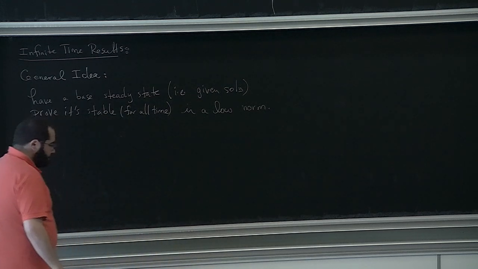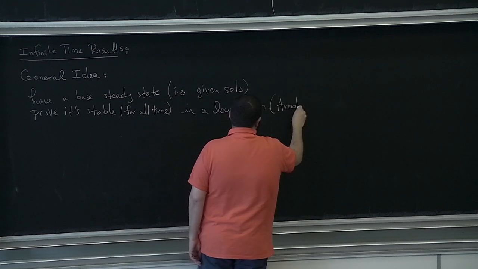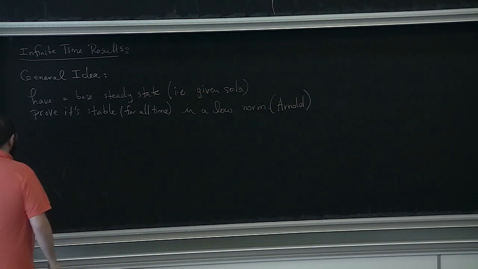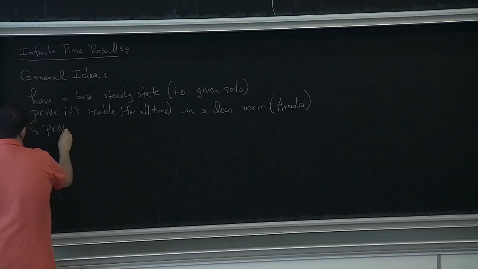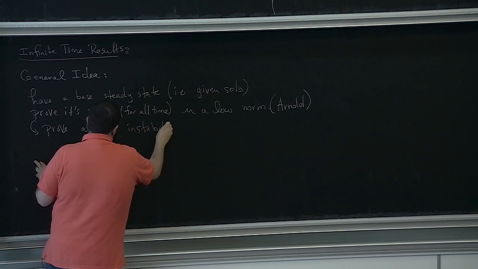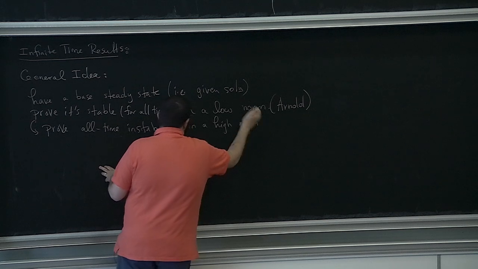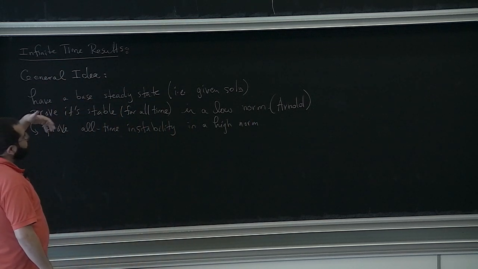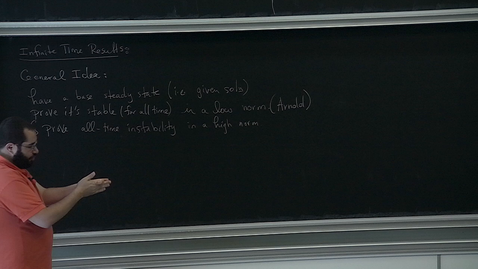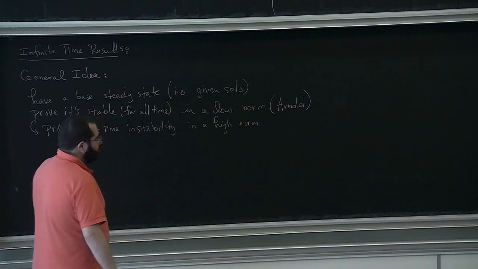We'll talk a bit about the Arnold theory. And then use that to prove all time instability in a high norm. Koch's result was sort of finite time because the construction itself was based on showing that the trajectories are stable, but the way it's being done, that can only happen on finite time intervals.